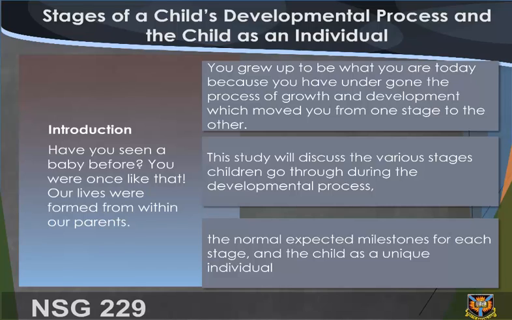Introduction. Have you seen a baby before? You were once like that. Our lives were formed from within our parents. You grew up to be what you are today because you have undergone the process of growth and development, which moved you from one stage to the other. This study will discuss the various stages children go through during the developmental process, the normal expected milestones for each stage, and the child as a unique individual.